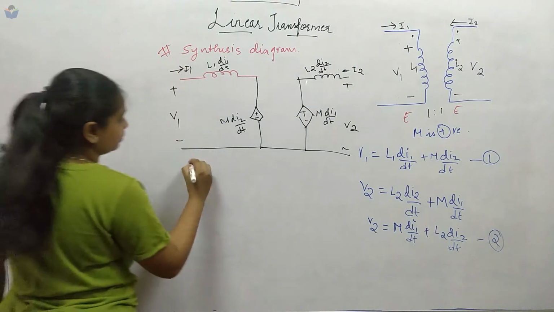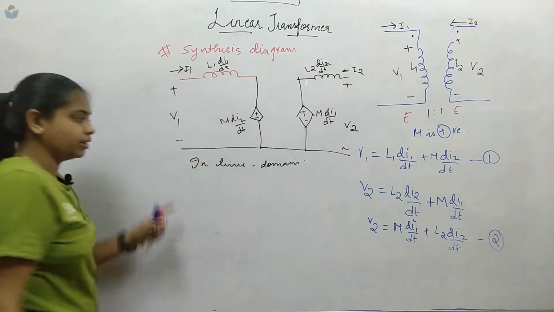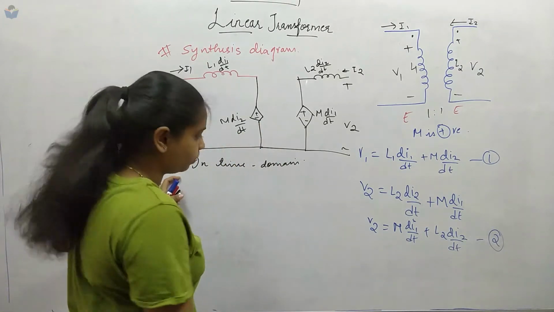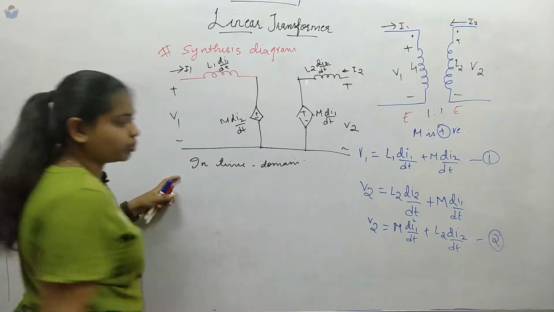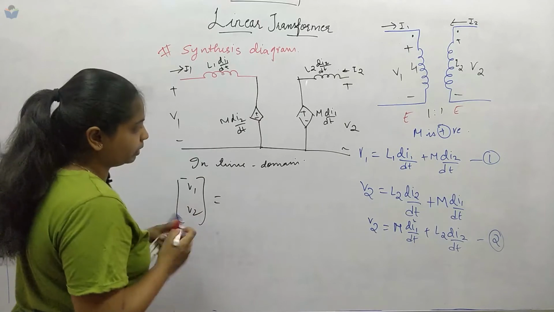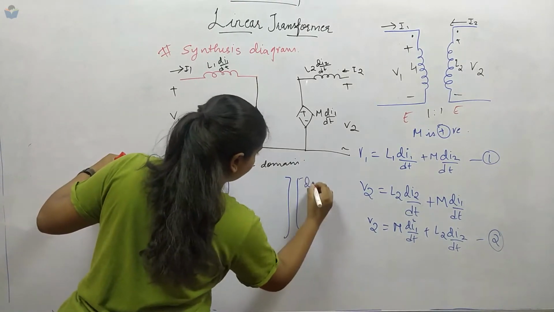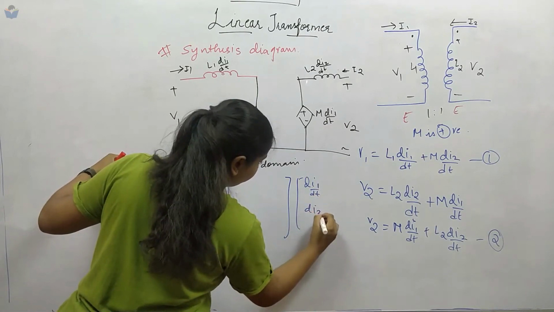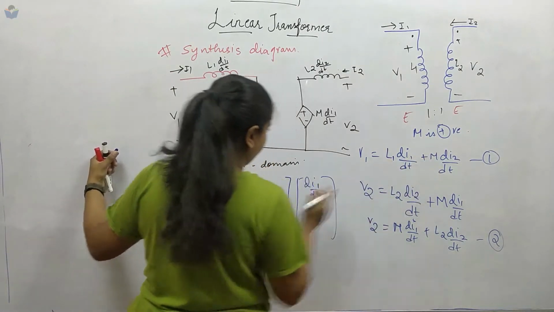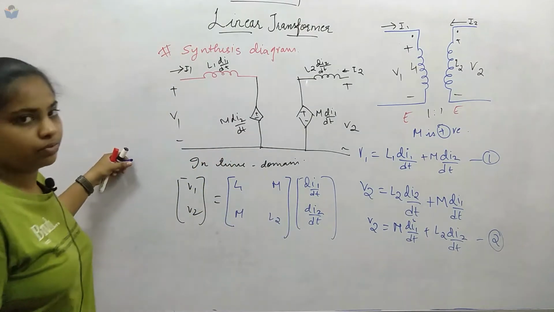Now this synthesis diagram is in the time domain. In some time we will see what the synthesis diagram is in the frequency domain as well. Before that we can write this in matrix form. We will take here V1, V2 equal to, we have rearranged it already, di1 upon dt, di2 upon dt. In this space what we have to fill is L1 M, and M L2. So this is in the time domain.